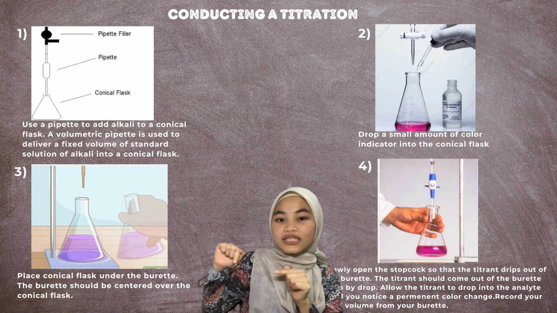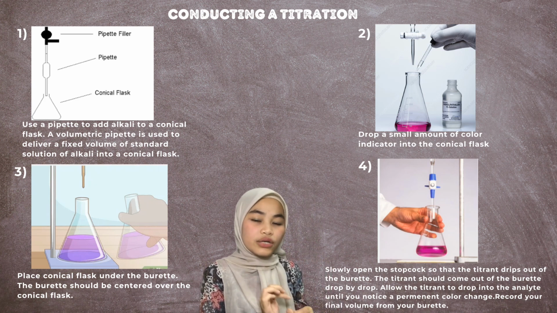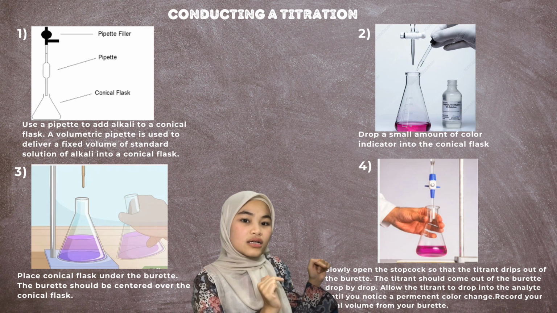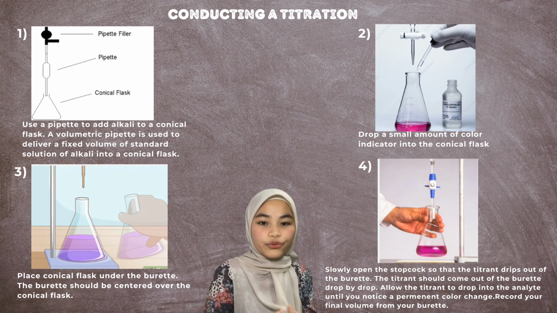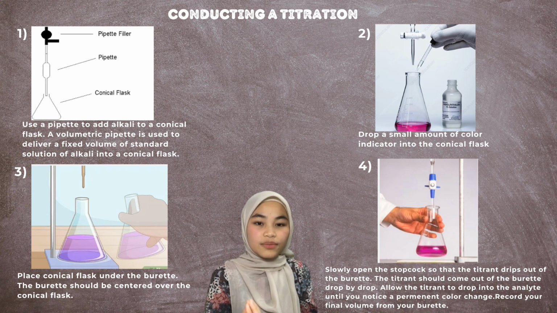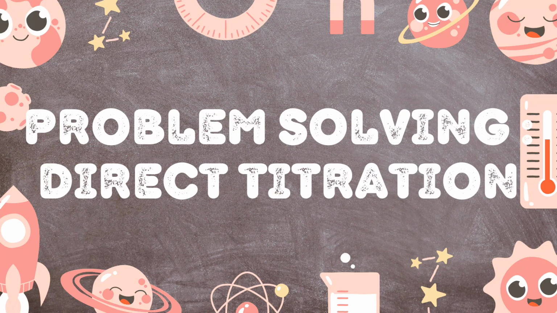And third, place the conical flask under the burette. The burette should be at the center of the conical flask. And the last one, slowly open the stopcock so that the titrant drips out of the burette. Allow the titrant to drip into the analyte until you notice a permanent color change.